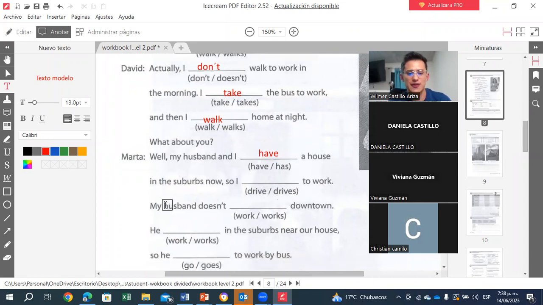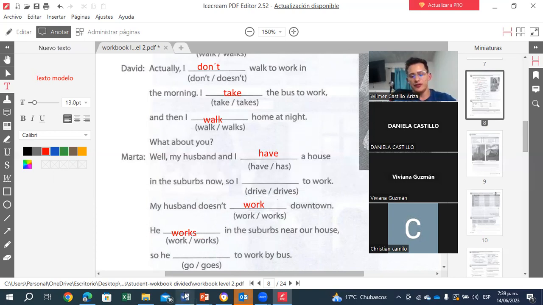So the last one: my husband doesn't work or works? Work, because you put doesn't. Exactly, Daniela. When you put doesn't, you don't put the s at the end of the verb. In this case, we are talking about negative sentences. Remember that we only add s when we are doing affirmative sentences, works. But when we talk about questions or negatives, the verb goes normal, okay? That was pretty good.